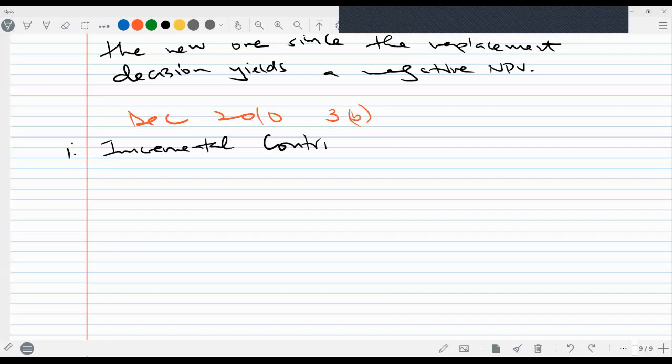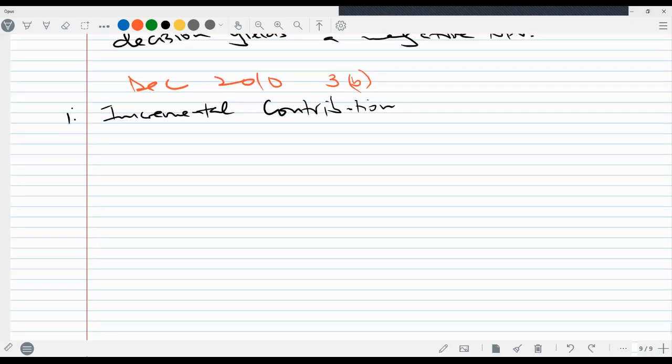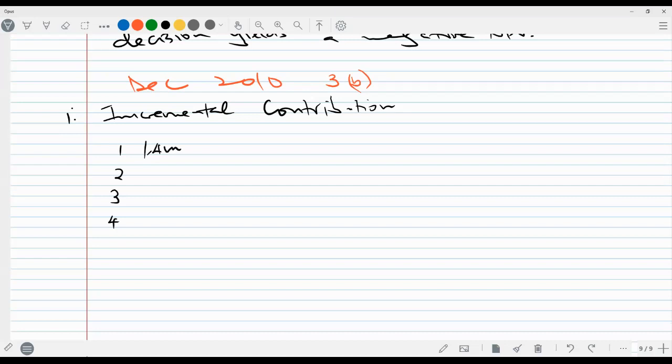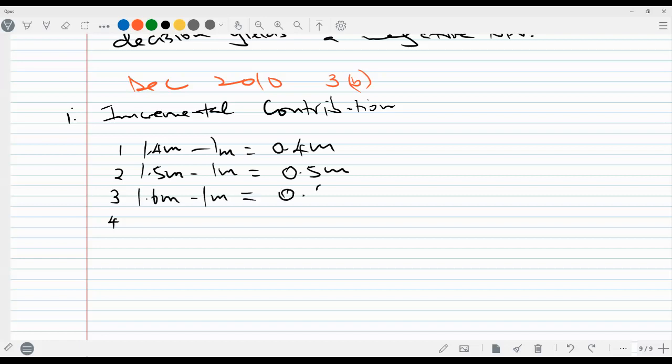Because the first thing you need to get is the incremental units that the new machine will produce. Year 1, year 2, year 3, year 4. So the demand is 1.4 million. Don't forget 1 million is produced by the old machine, which we are not analyzing. Therefore, minus 1 million, therefore 0.4 million units. So the new machine will come in year 1 to produce 0.4 million units because 1 million units are produced by the old machine. Year 2, 1.5 million minus 1 million to give us 0.5 million incremental units. Year 3, 1.6 million minus 1 million to give us 0.6 million.